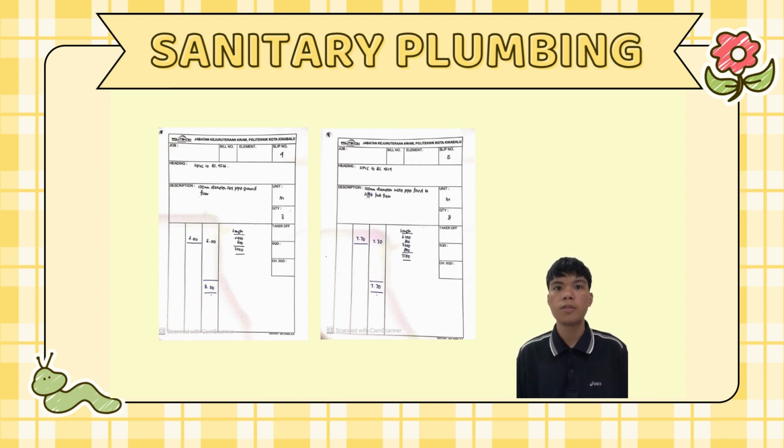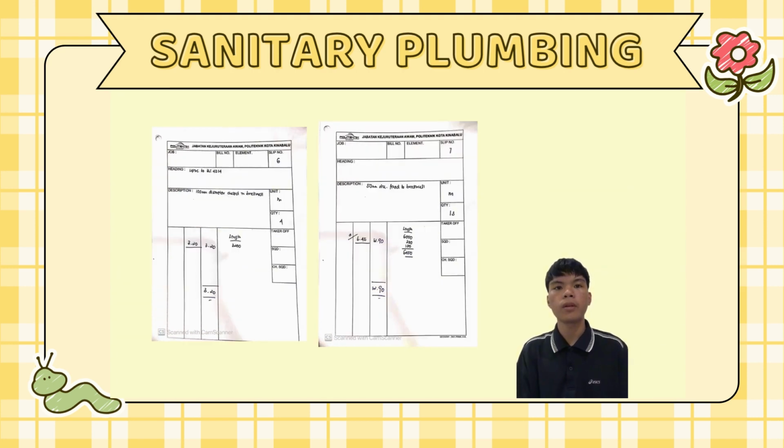Next one is UPVC to BS 4514. Description 100 mm diameter waste pipe fixed to soffit first floor, unit in meter. The length I got is 3100 plus 800 plus 3000 plus 800. So the total is 7.7 and the quantity is 8.